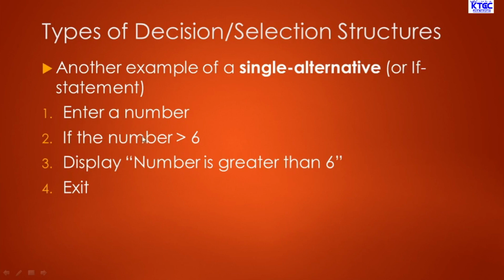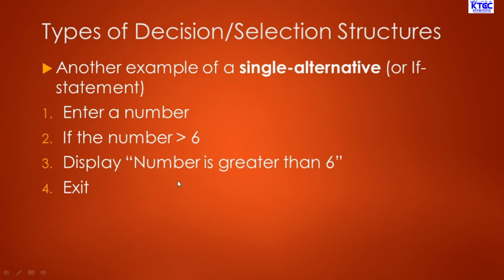But if this test condition is false, it means the number the user enters is less than 6. And for that matter, this statement will be skipped and then the program will exit. Because we didn't take care of a situation where, if the number is less than 6, then it will do something else. No, we haven't gotten to that. We'll get there very soon.